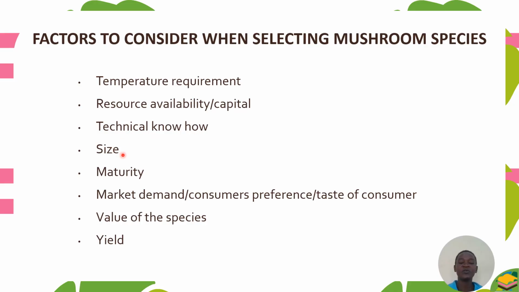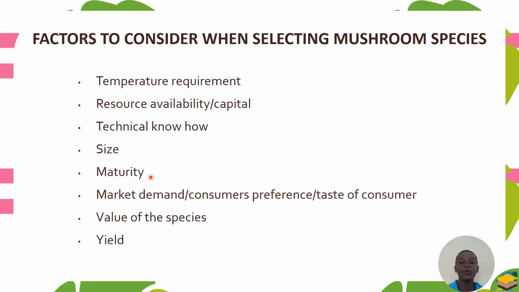Then it will depend on the size. Remember, we have thin, medium, and thick size. So it will depend on your preference. If you prefer thin mushroom, you cultivate enoki. If you prefer medium or thick, you choose those varieties which are of that size.